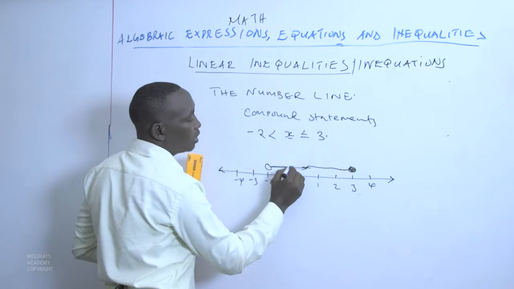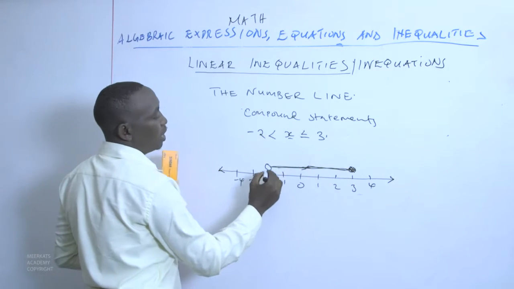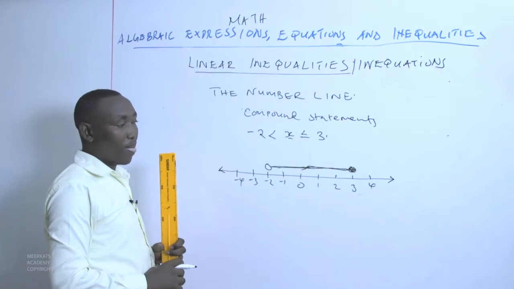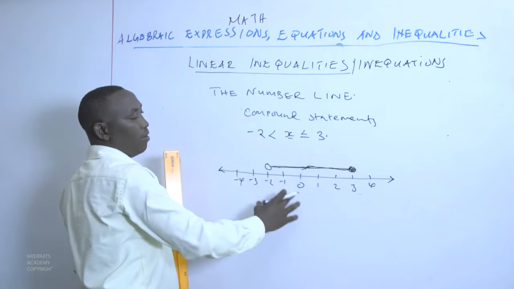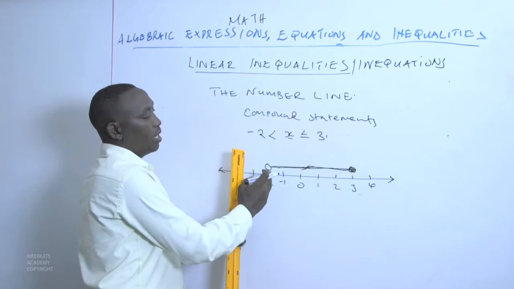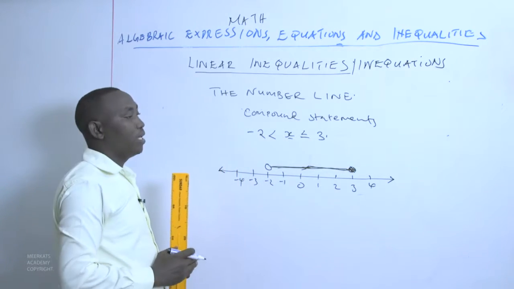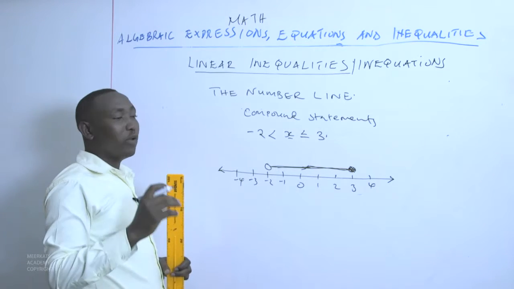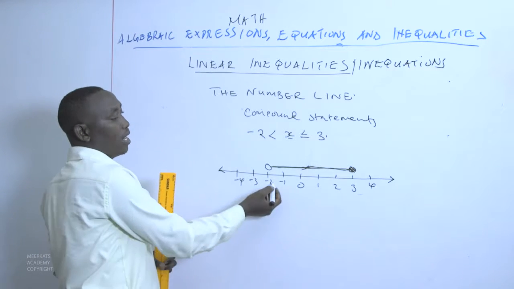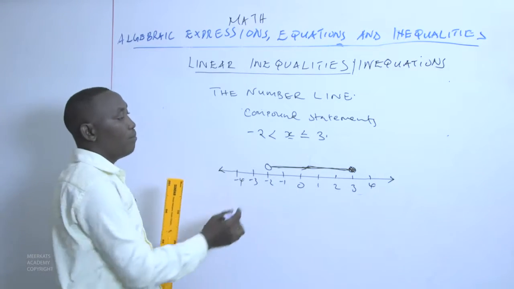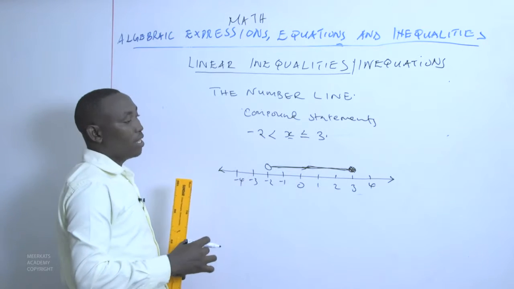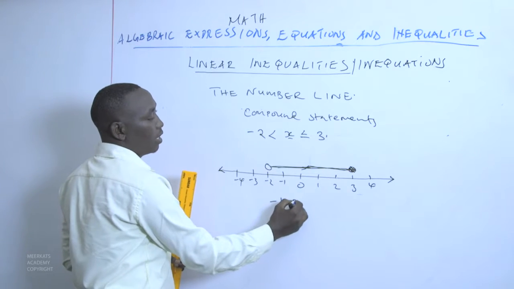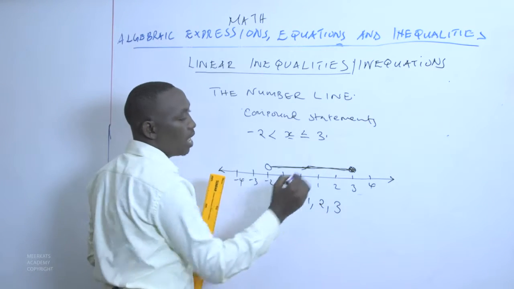So you'll find that all these numbers between -2 to 3 will provide you with a solution. These values between here and here are the solution to this particular inequality or inequation. But when you are stating your solutions, -2 should not be part of your answer because it is not included. Therefore, you can say that the values here can begin with -1. So -1, 0, 1, 2, and 3.